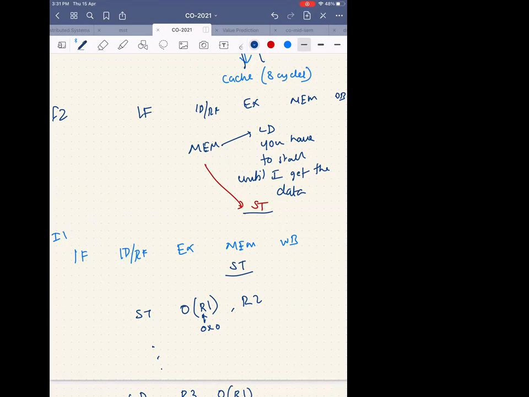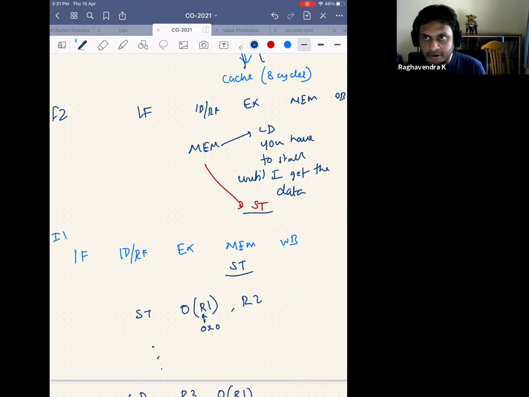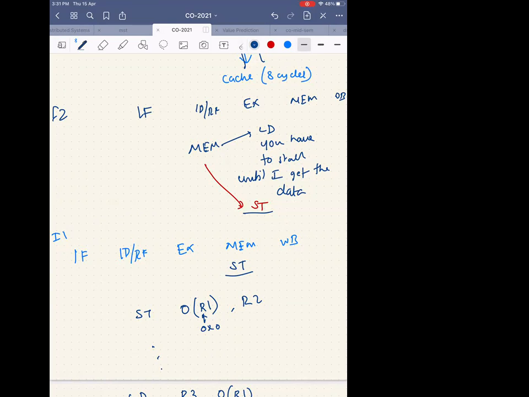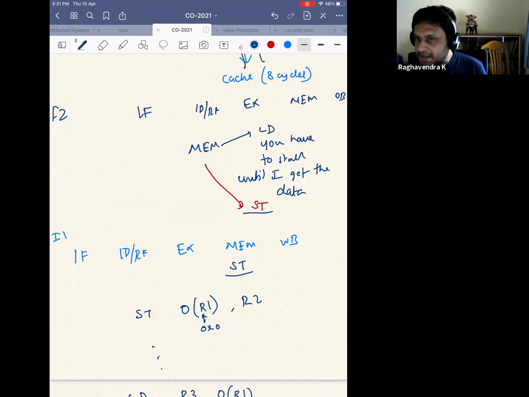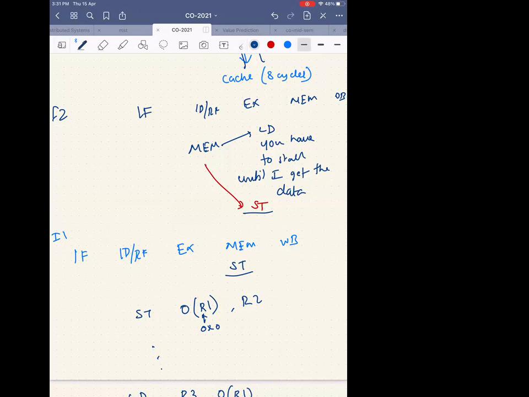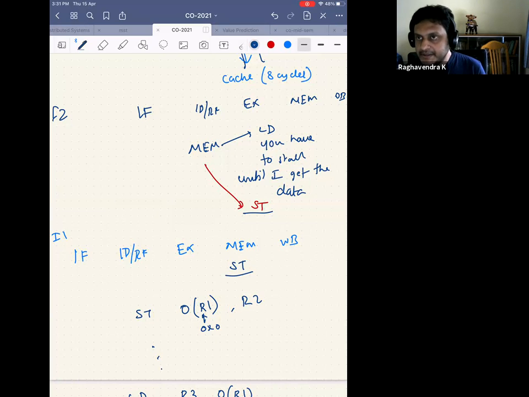Hello, sir. Can you tell me, do I need to wait for the store to complete or not? I think you should wait. Does anybody have any other answer? You don't have to wait. If you don't wait, then you have to find some other way so that later when something calls for that same value, you use another form of forwarding. And you also have to keep track.